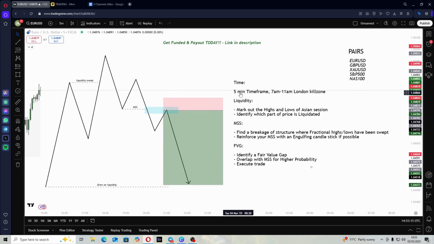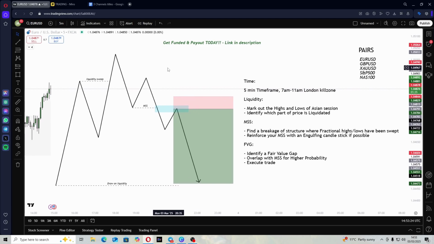You're going to be doing this on a 5-minute time frame from 7 a.m. until 11 a.m. on the London kill zone. What you're going to be doing is marking out the highs and the lows of the Asian session, then identifying which part of price is liquidated. You can see right here, this is how we marked out the highs, and the lows were right here. And you can see the highs got liquidated, right?